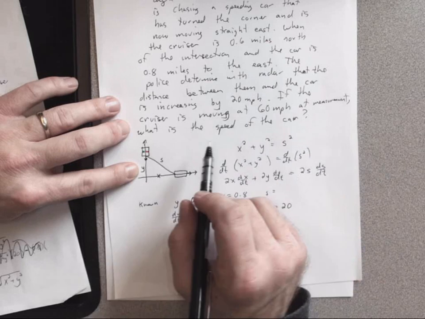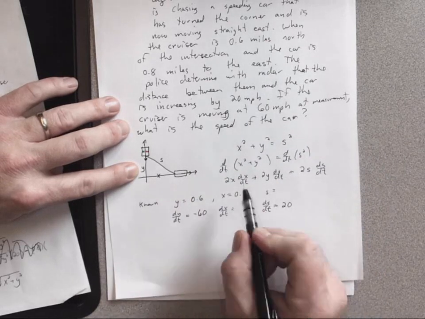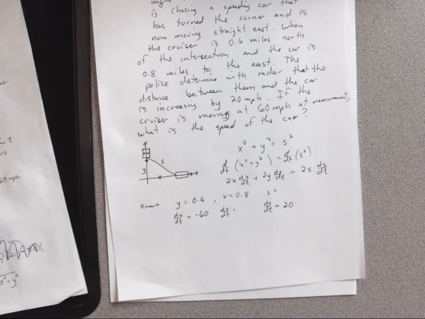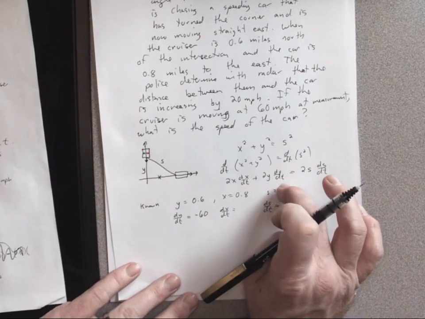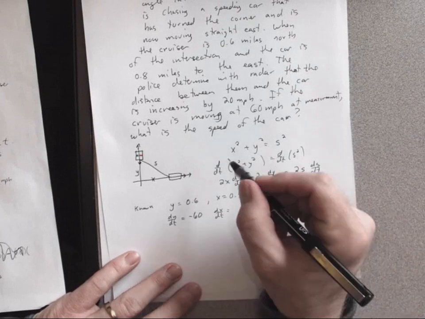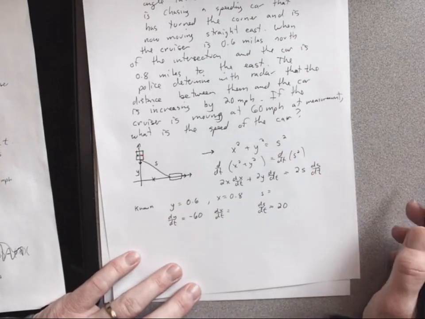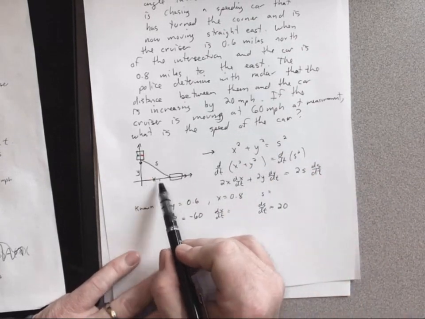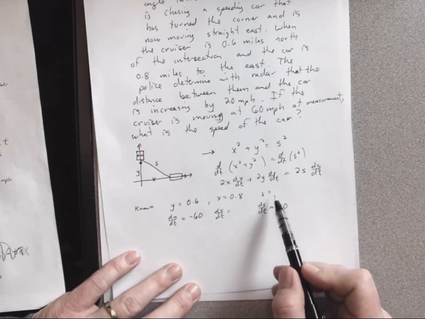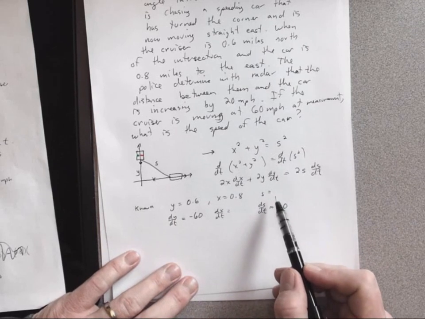I don't know dx/dt, and that's what they're asking, right? They want to know the speed of the car. So I need dx/dt, and I don't know that. There are two unknowns we can't figure out so far: I don't know s and I don't know dx/dt. Well, we can find s using the original equation, which relates the sides to each other. With these, I know I can find s.